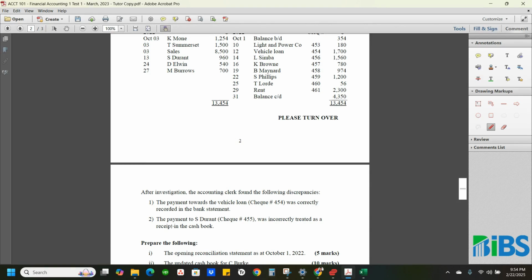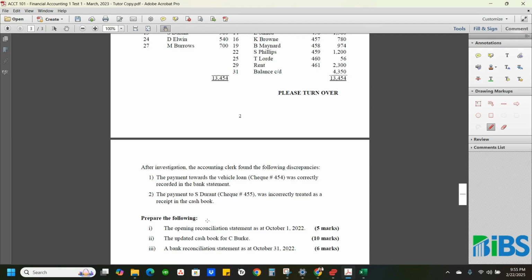Secondly, the payment to Estrurant, check 455, was incorrectly treated as a receipt in the cash book. So here we have a check which was in the cash book on the receipt side. So that is an error which we will have to make an adjustment for. So as you work through these type of questions, you can always make your additional notes, so that you are prepared for what you have to do when you reach that point.